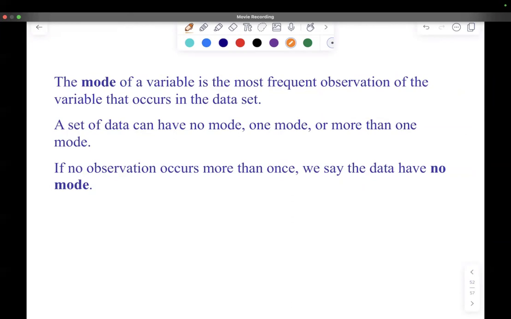All right, so the mode is the most frequent observation of the data set. It is the one that occurs most frequently. You can have no mode, you can have one, you can have more than one. If there's nothing that occurs more than once, you have no mode.